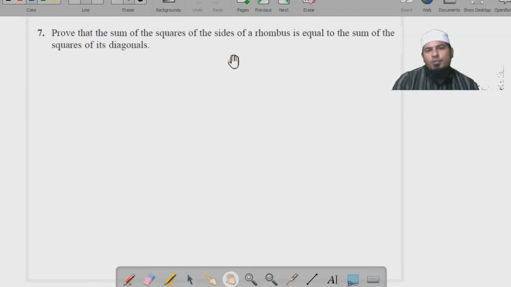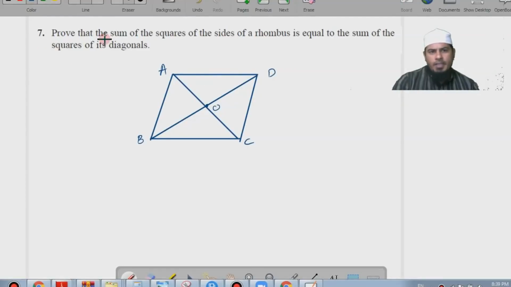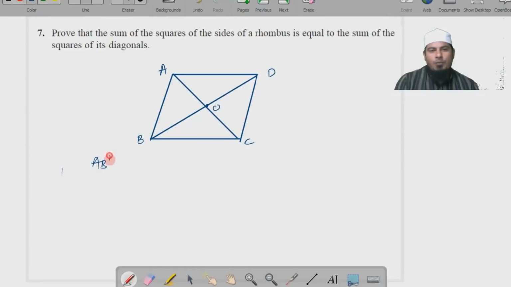Prove that the sum of the squares of the sides of a rhombus is equal to the sum of the squares of its diagonals. Let us understand this statement with the help of a diagram. The sum of the squares of the sides means AB square plus BC square plus CD square plus DA square. This is equal to the sum of the squares of the diagonals, AC square plus BD square. We need to prove that AB square plus BC square plus CD square plus AD square is equal to AC square plus BD square.